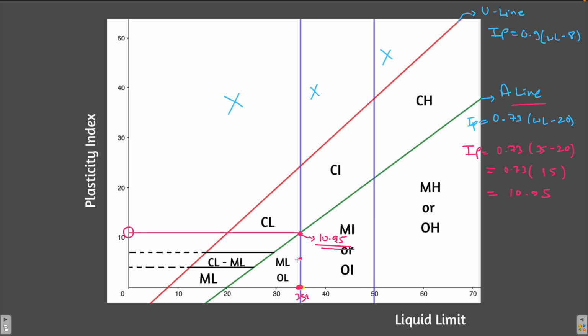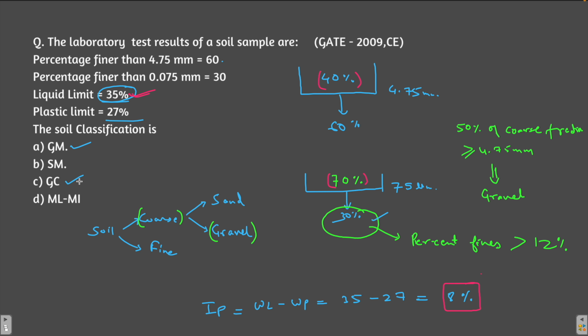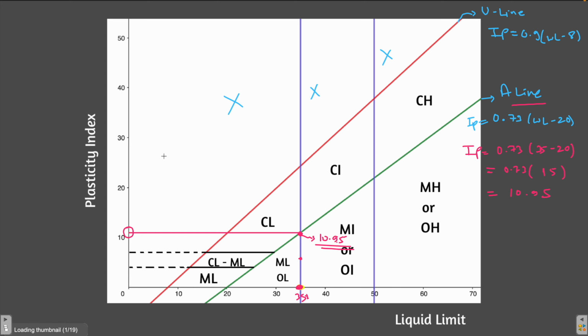So what is this soil? This lies in the silty region. So our answer is the first one, silty gravel. The soil is silty gravel. Easy. Again, I'm telling you, those who don't know how to classify the soil, kindly go through my videos on the classification of soil, in which I have very elaborately explained how to classify soil according to the Indian soil classification system. Now let's move ahead with our next question.